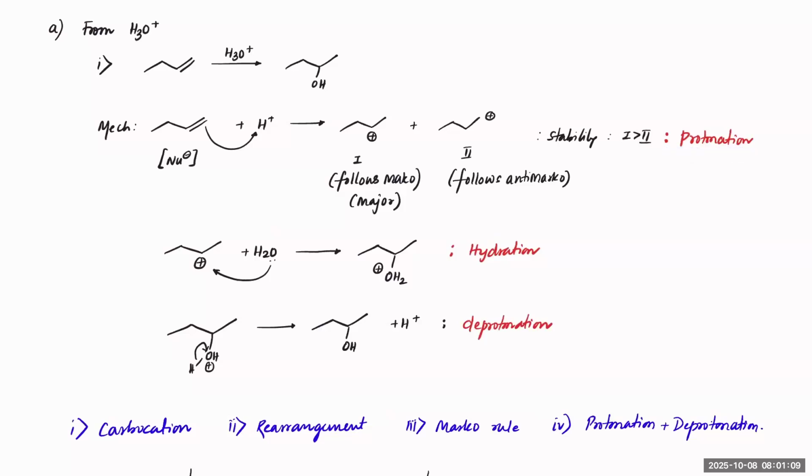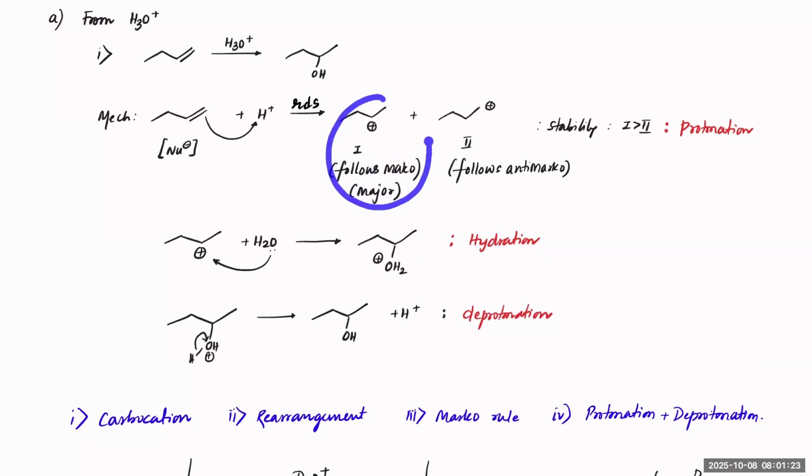Electrophilic addition is always the rate determining step. So this is the rate determining step, and you need to always check for the stable carbocation. Once you get a carbocation, it can undergo rearrangement also. Here rearrangement is not there, so that's why I have not written it. But otherwise the second step is rearrangement.